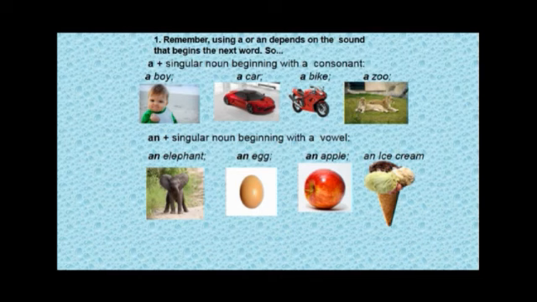Of course, as we all know, a, which we use as an article, we use it before singular countable nouns which start with a consonant sound. Here, a boy, a car, a bike, a zoo. So b, k, b, z, all of them are consonant sounds. Whereas an is used before singular countable nouns beginning with a vowel sound. Here we can see an elephant, an egg, an apple, an ice cream. So a, e, i, all of these are vowel sounds.